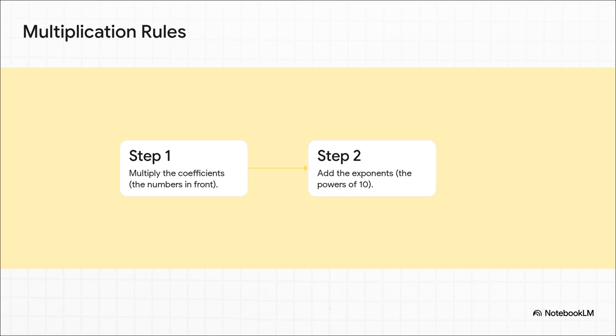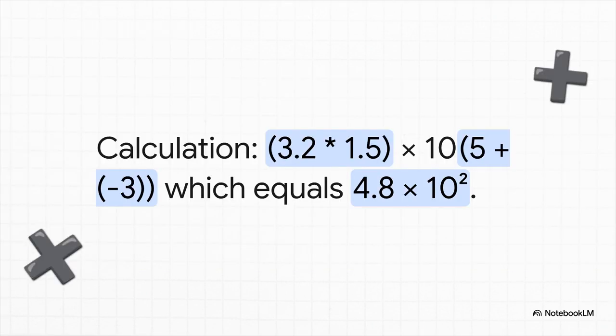First, you multiply the regular numbers in the front. Those are called the coefficients. Then, for the powers of 10, you just add their exponents together. That's it. So let's actually do that right here. We'll take the front numbers, 3.2 times 1.5, that gives us 4.8.